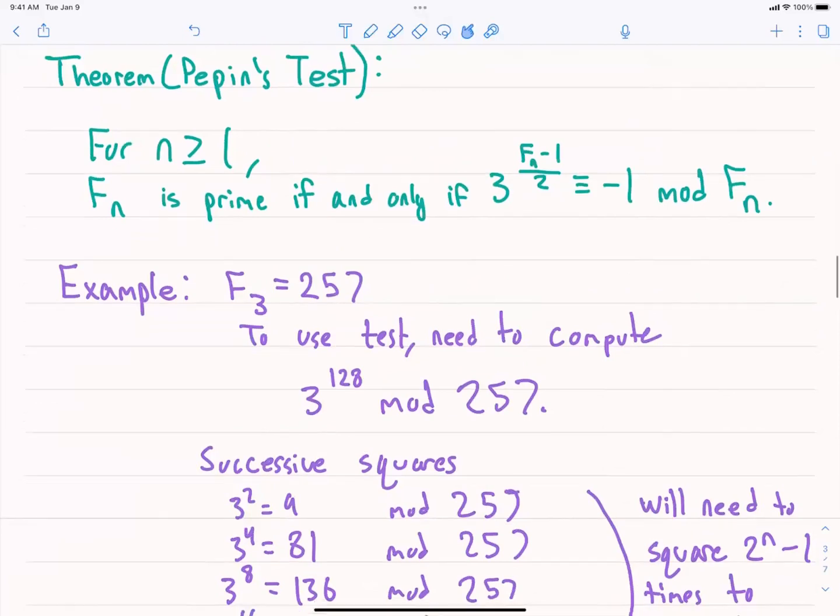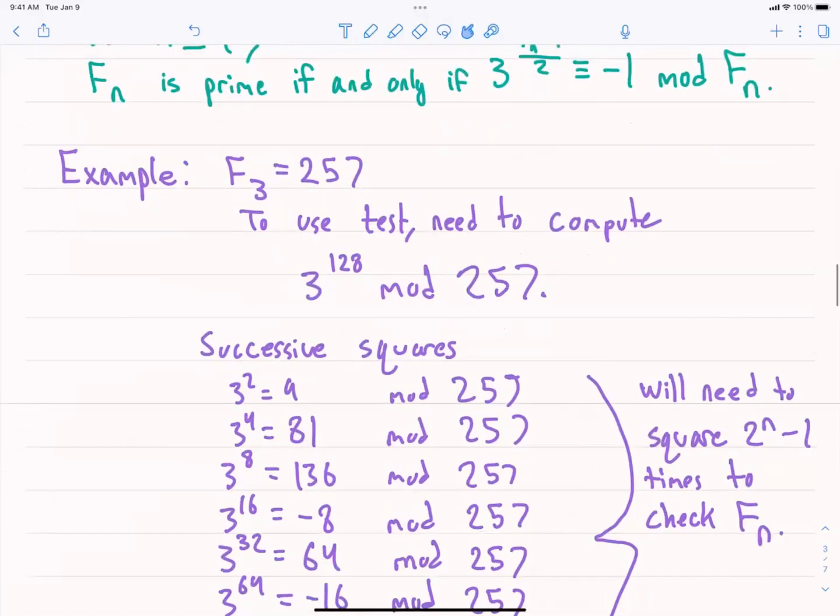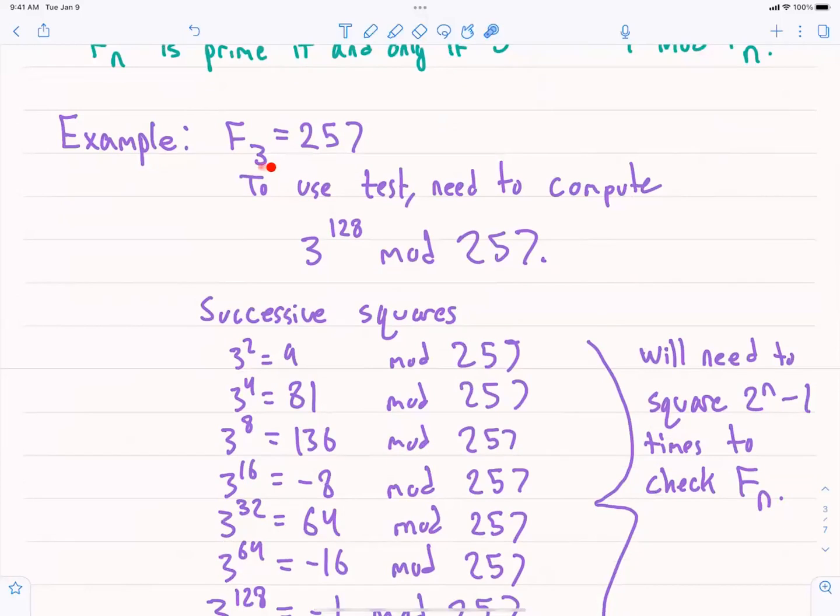Okay, so just an example of how Pepin's test works. The third Fermat number was 257. Remember this was 2 to the 2 to the 3 plus 1. So that's 2 to the 8 plus 1. 2 to the 8 is 256. You'll know that if you're a computer science major. And plus 1, that's 257.